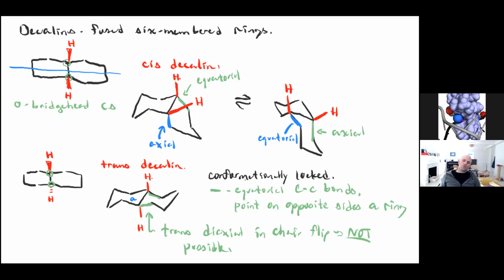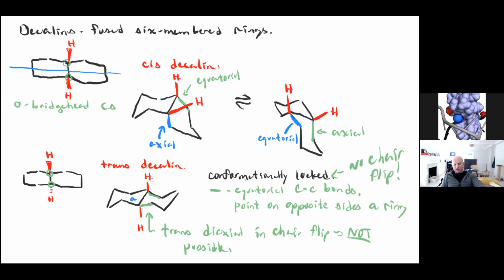And so the take-home message is that trans-decalins are locked in a single conformation. There's no chair flipping. This is actually of great utility in terms of trying to understand and study cyclohexanes, because it does freeze out the conformer and you don't have to worry about this conformational equilibrium. The trans isomer is also more stable than the cis isomer.